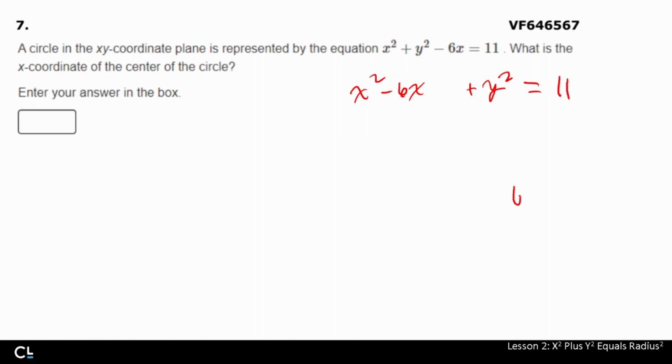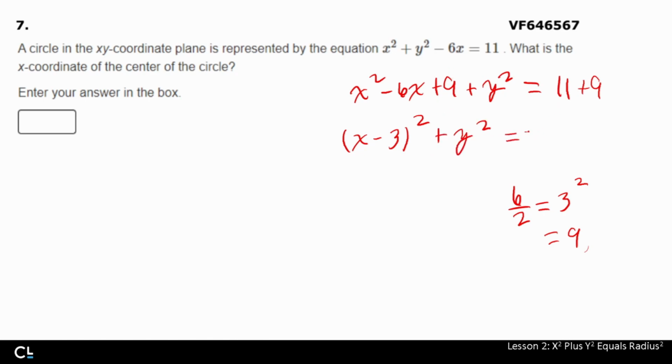So we get 6, we divide it by 2. That's going to give me a 3. We want to square that, which will equal 9. So this is the number we're adding. We do +9 on both sides. So then we just need to factor on my left side. So what's the half here? It's a 3. We got a minus sign here, so that's going to be minus. So we get x minus 3 squared plus y squared equals 20. There's our equation. So what is my x coordinate?